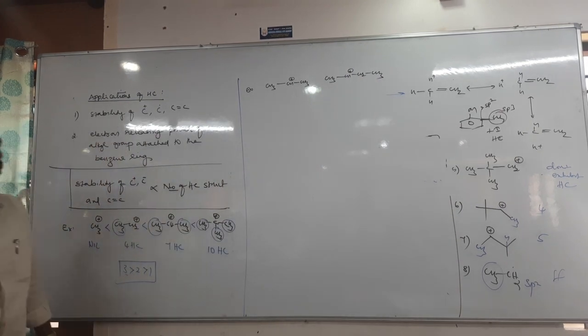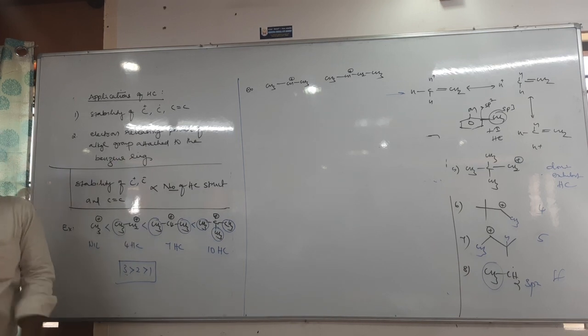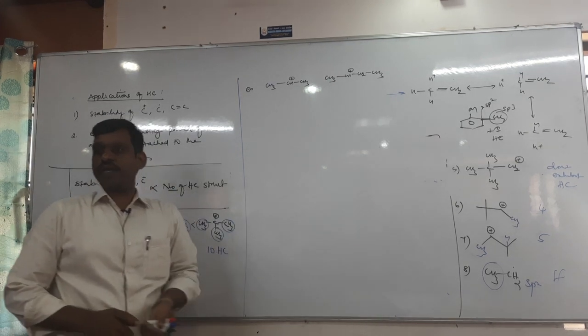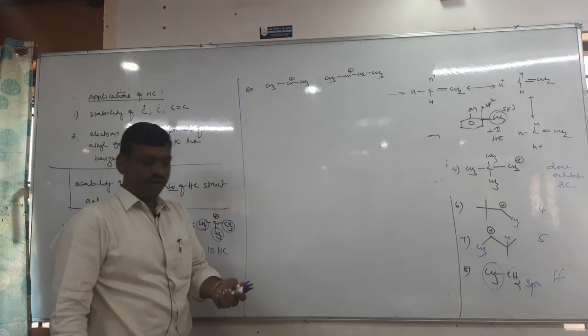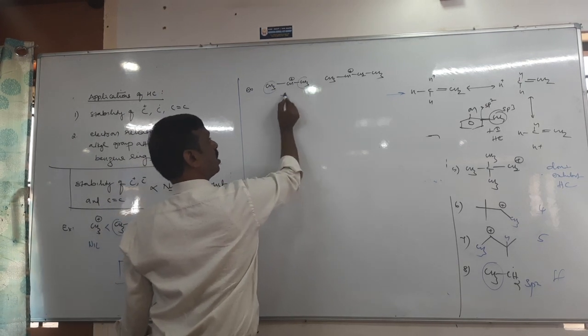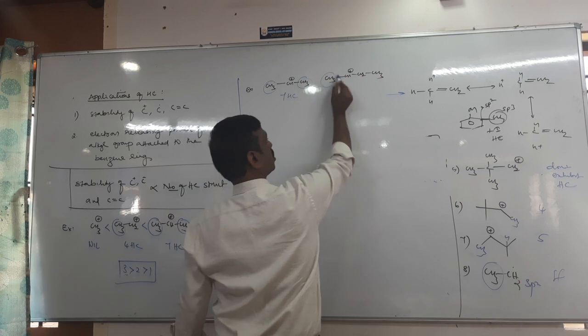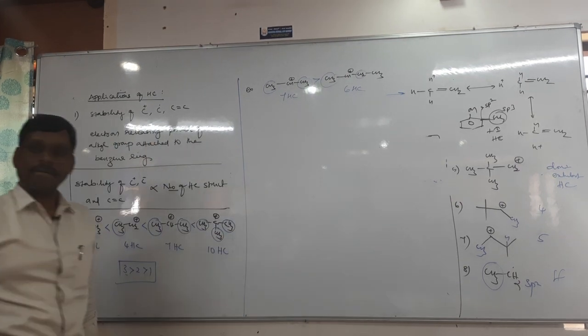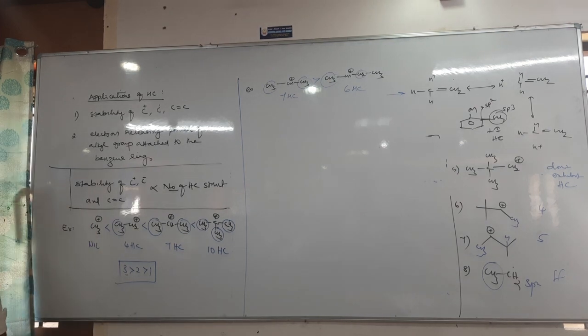Tell me, which of the following carbocations is most stable? First one. See, both are secondary. Then you need to compare the hyperconjugation. There are 7 hyperconjugation structures here, and here there are 6 hyperconjugation structures. So the one with 7 is most stable. Okay, like that.